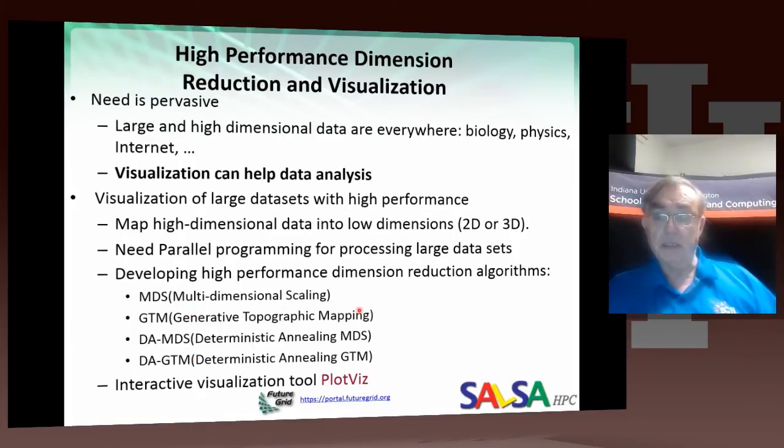So we have a variety of different tools here. Multidimensional scaling is the simplest example. We have our own improvement of that called deterministic annealing multidimensional scaling. We have these work for general problems. For the cases where the data, which is not true for genomics, comes from a vector space, we have algorithms like generative topographic mapping and their improvement with deterministic annealing.